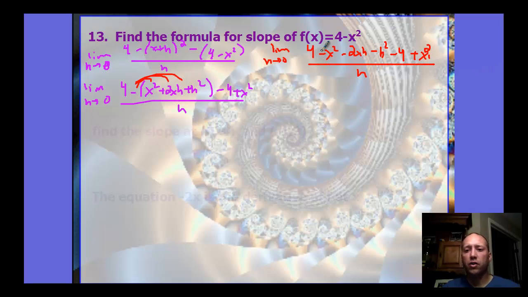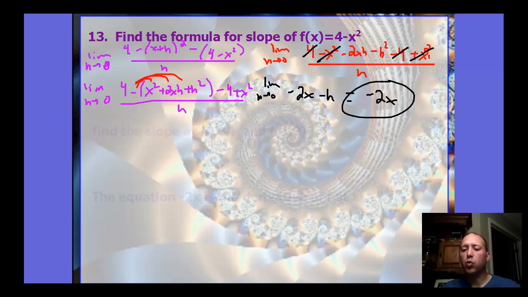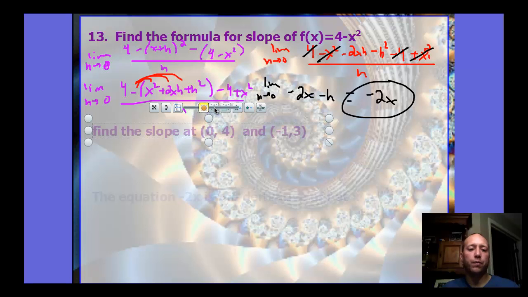Simplify, so we have our 4 minus 4 and negative x squared plus x squared, so we end up with the limit as h approaches 0. I'll also reduce my h's here, so we have negative 2x minus h. Direct substitution, so we have negative 2x is the equation. That's the equation for the slope at any x value.